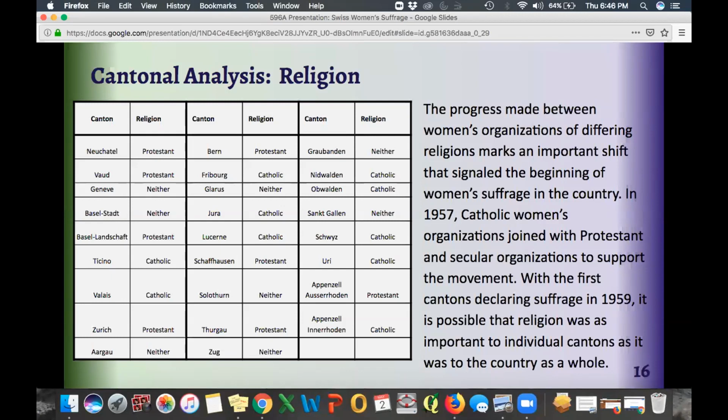And it wasn't until 1957 that Catholic women's organizations finally joined with Protestant and secular organizations to unify behind a message and a stance. And with the first canton declaring suffrage in 1959, only 2 years later, it's possible that religion was as important to the individual cantons declaring suffrage as it was for the country as a whole.